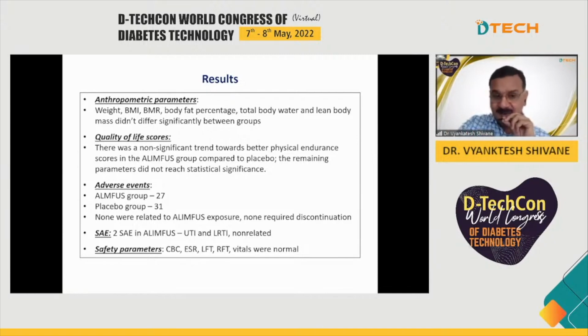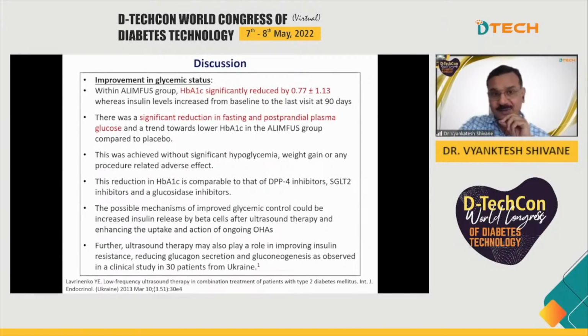Of course, there were certain adverse events, 27 in the ALIMFUS group and 31 in the placebo group. There were 2 serious adverse events. One was a urinary tract infection and the other was a lower respiratory tract infection, but both were not related to the study drugs. And the rest of the safety parameters like liver function tests, CBC, ESR, and renal function tests were normal.